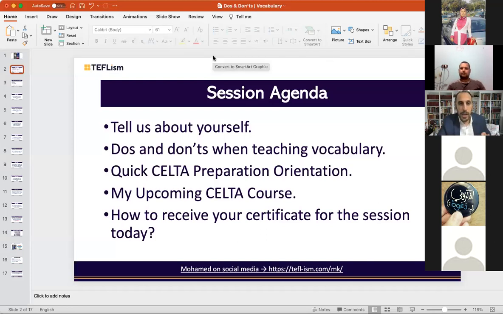So now I finished the second point of my agenda. The rest will take no time. The rest of the session will take like 10 minutes. We still have 10 minutes together, maximum. We have a quick presentation or orientation on my CELTA preparation course, and I'll tell you quickly about my upcoming CELTA course.